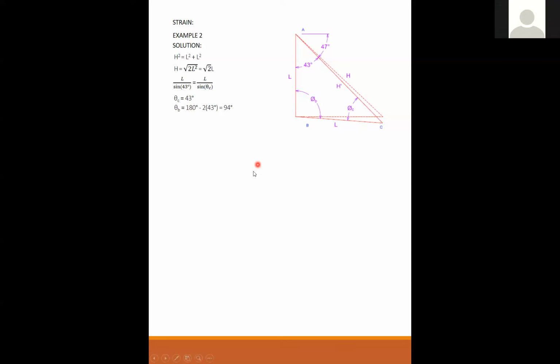Okay. So now I can use the law of sines again. H prime over sine theta B is equal to L over sine of 43. So H prime over sine of 94 is equal to L over sine of 43. I rearrange so that H prime is sine of 94 L over sine of 43. These are real numbers, so I can calc those out and whittle it down to 1.4627 L is H prime. Well, there we have it.